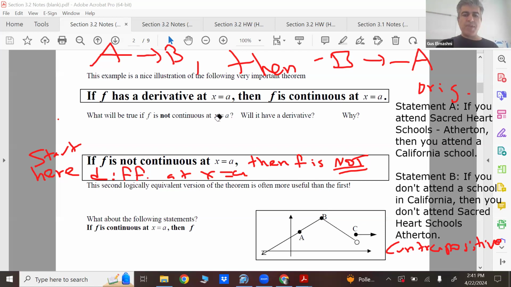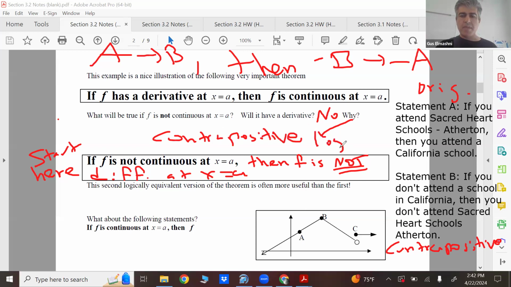So what will be true if f is not continuous at x equals a? We'll have a derivative? The answer is no. And why? Because of the contrapositive statements. It all comes back to contrapositive logic. That's what's happening. Good. If it's not differentiable, of course, right. And you're not going to be continuous either.